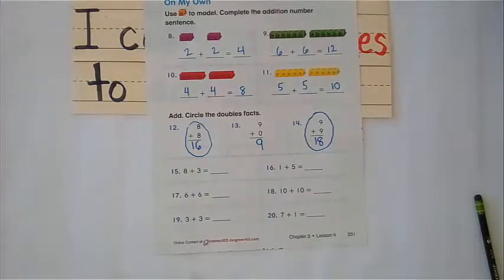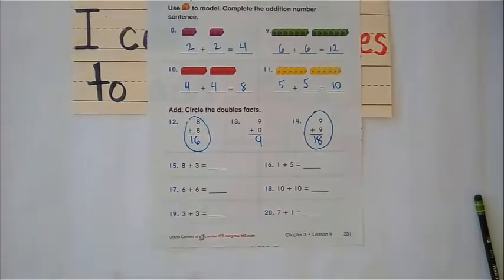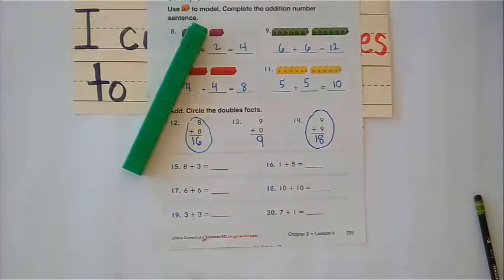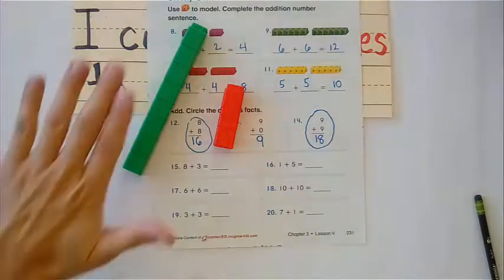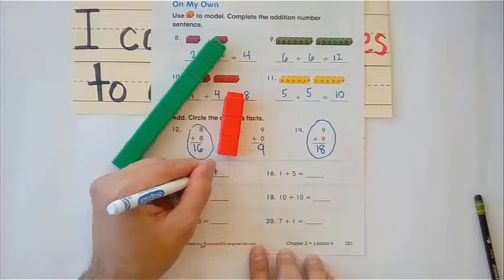Okay, how about 8 plus 3? Okay, well, that's not a double. So I could have 8 blocks, and I could have 3 blocks. I could say 8, 9, 10, 11. Okay.